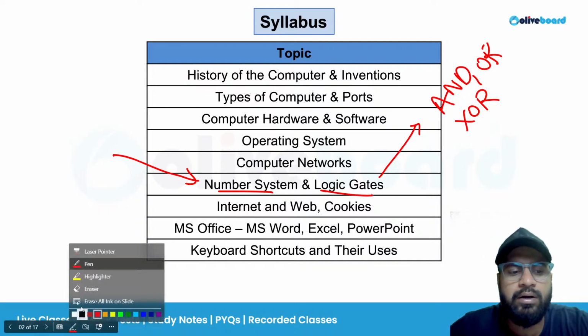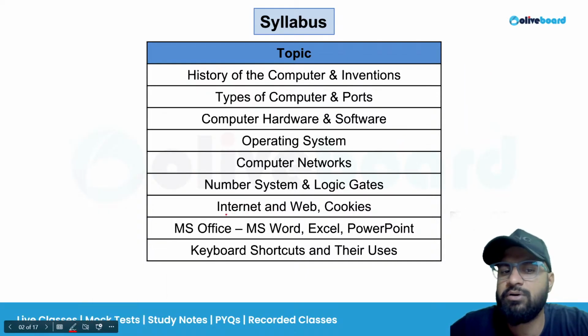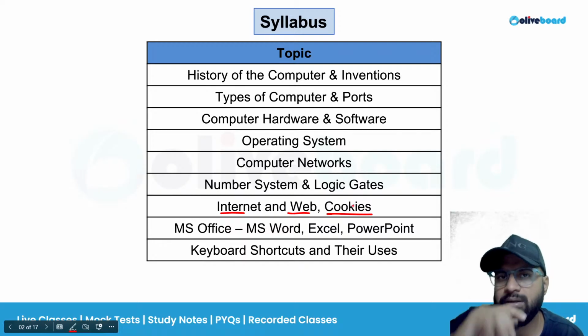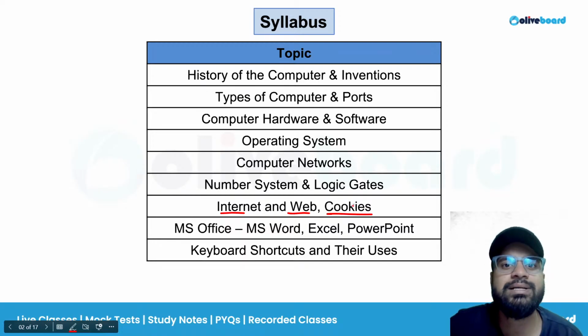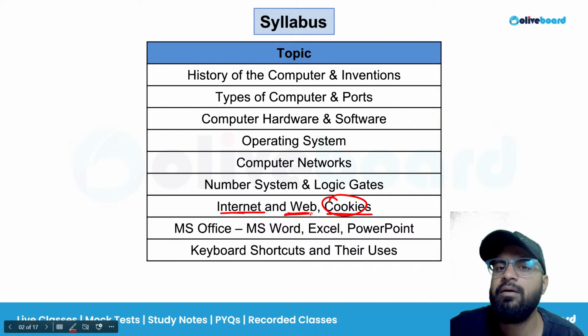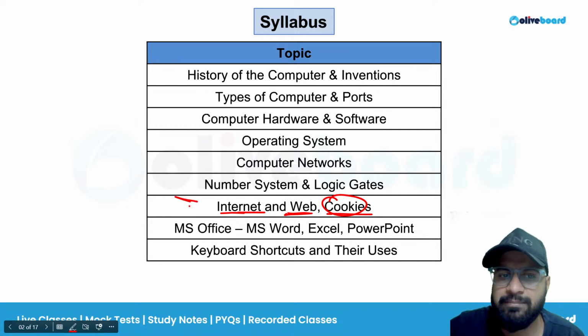Then we will discuss the internet and web. We will cover the different types of cookies that we have: the third party cookie, session cookie, HTTP only cookie, persistent cookie. So the different types of cookies and how the internet and web work, we will discuss in this chapter.